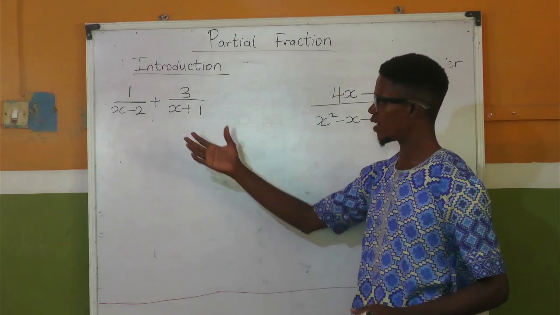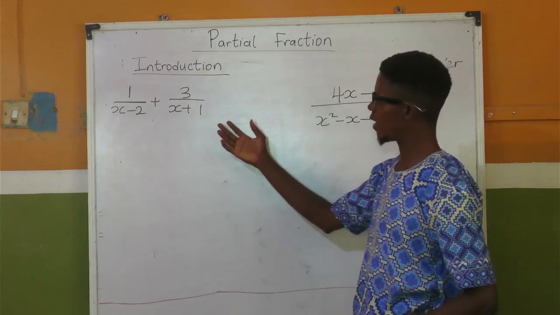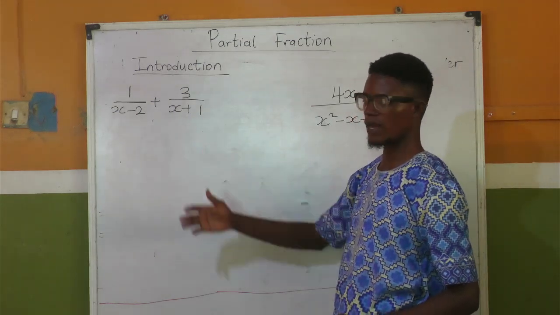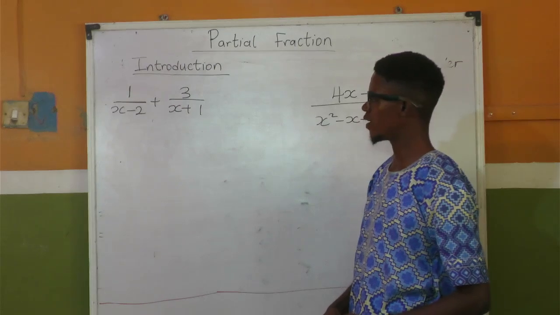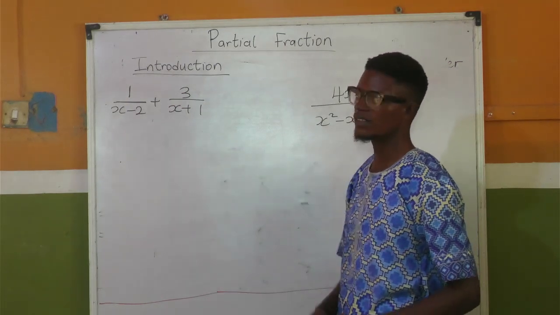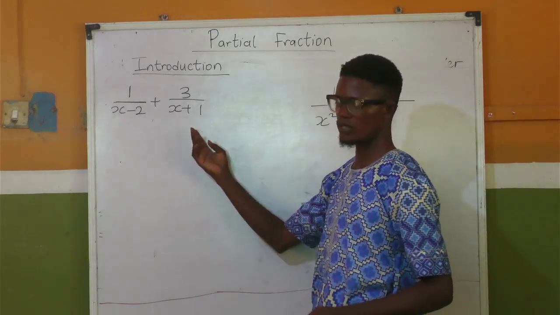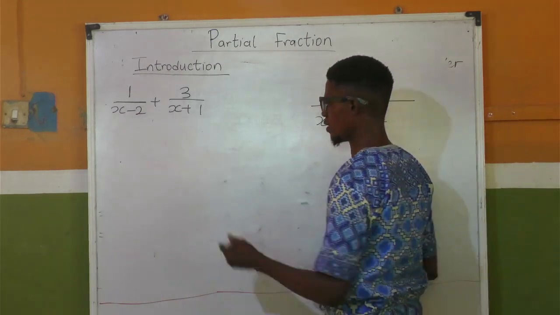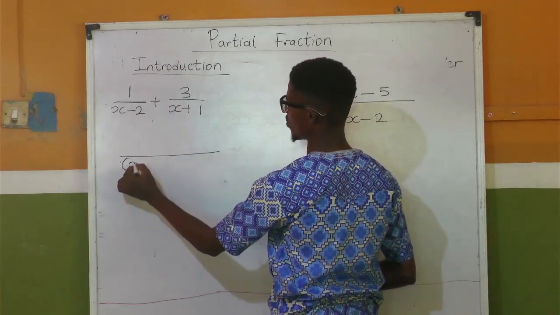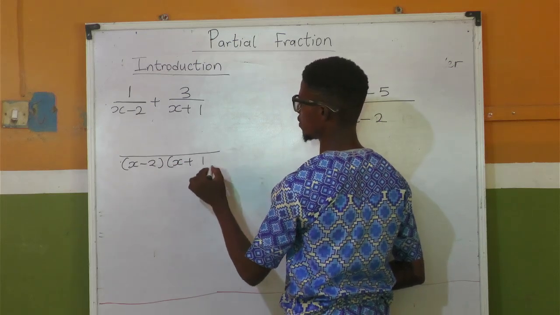This is an algebraic fraction. These are algebraic expressions, and we want to add them together. I know you could have done something like this, very easy to solve. So let's attempt this particular expression. You simply know that you have to find the LCM of the denominators of both expressions. In this case, you write out the two expressions in brackets. So you have x minus 2 and x plus 1.